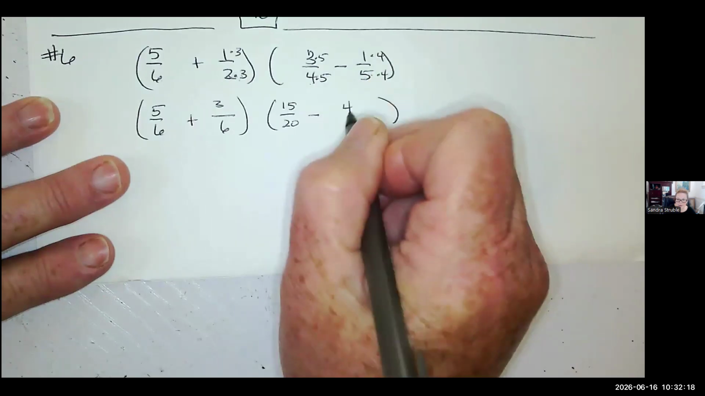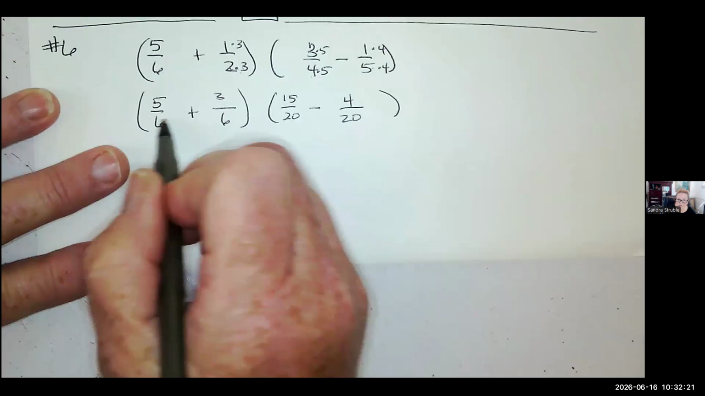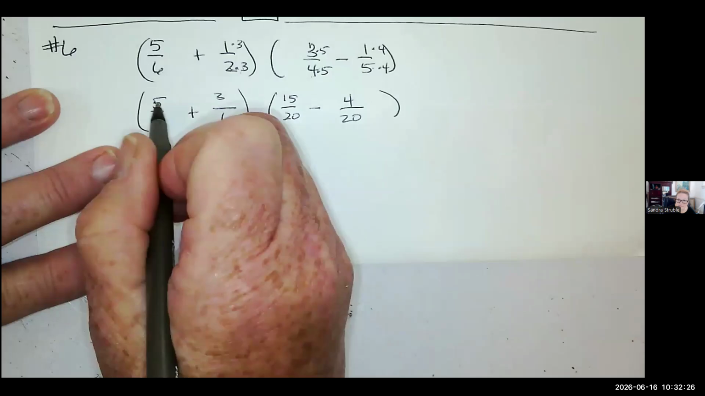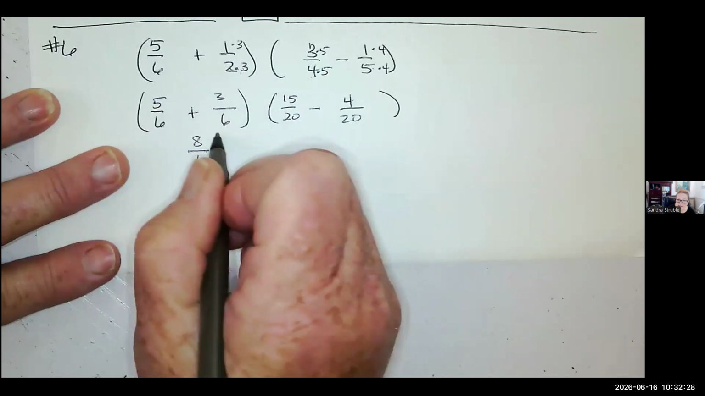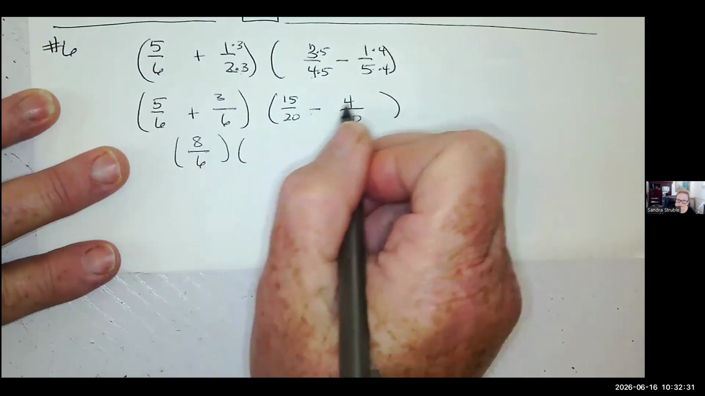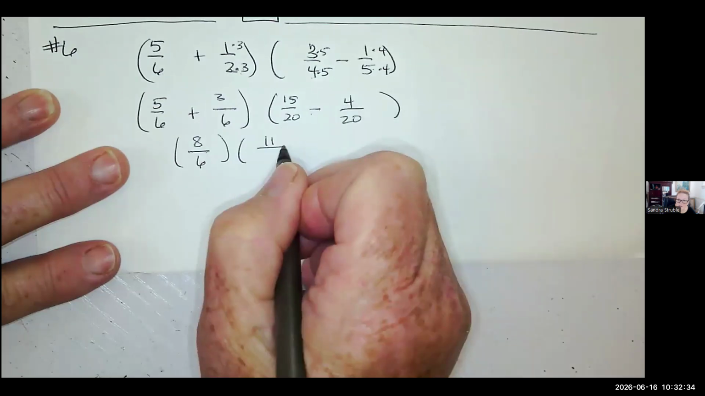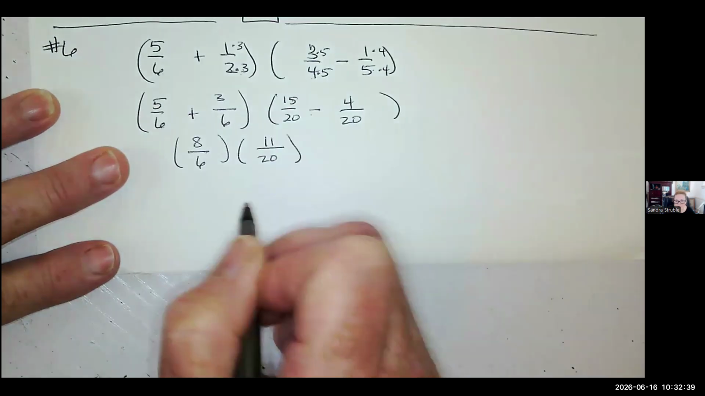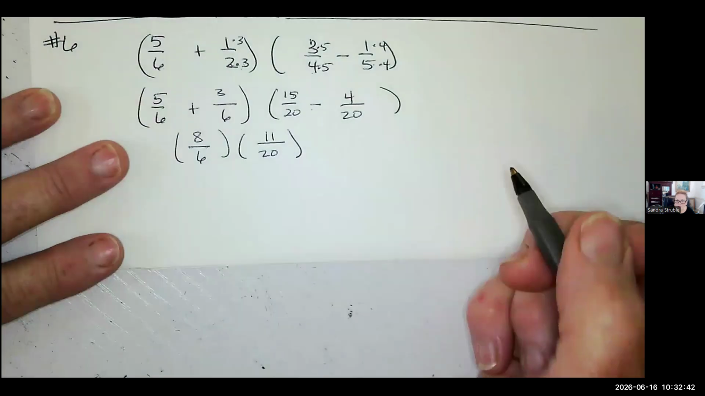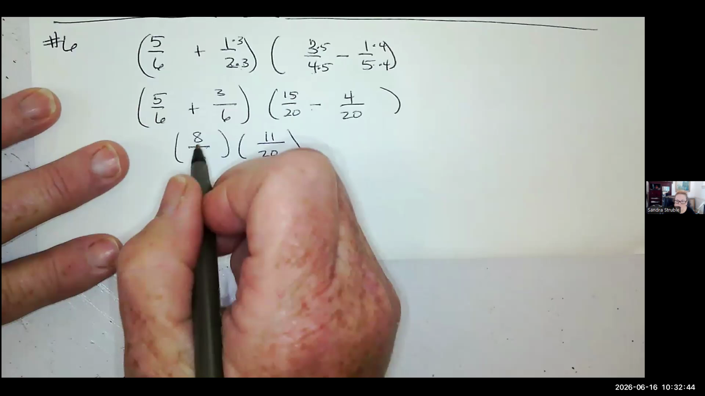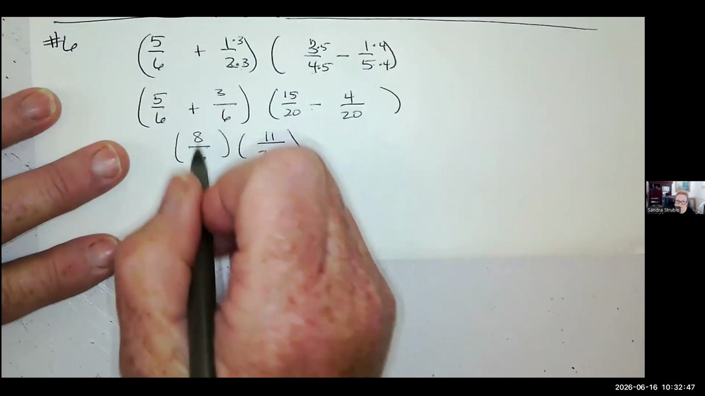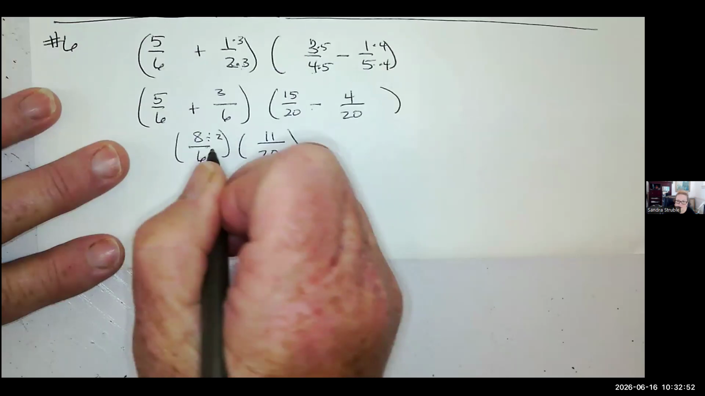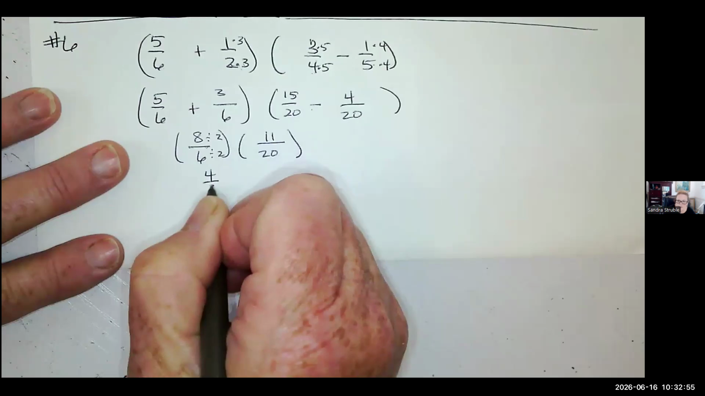Let's add these two. When the bases are the same, you keep them and you add the numerators. 5, 6, 7, 8. And then 15 minus 4 is 11. Over 20. Now you can reduce now, or you can reduce afterwards. It's your call. I'm going to go ahead and reduce now. I like to work with smaller numbers. 8 and 6 will both be reduced by 2, so dividing by 2 would be 4/3 times 11/20.